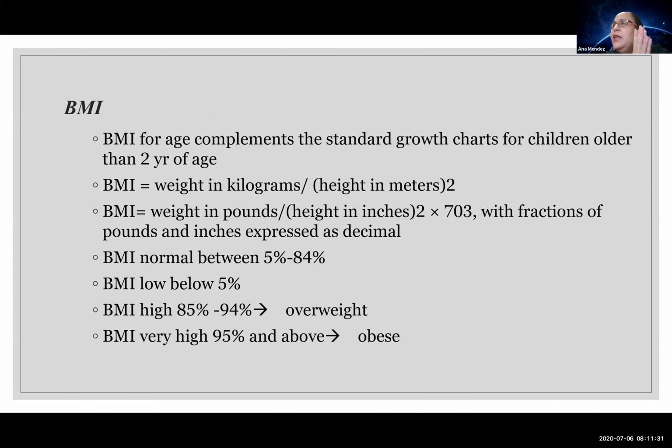Now, BMI. So BMI is what we use to assess if a child has normal weight, is overweight or obese after the age of 2 and above. In our EMR, the BMI is already calculated for you, but you should be familiar with the formula, in case you have to calculate it in your exams. The BMI is normal between the 5th and 84th percentile. Below the 5th percentile is underweight. Between the 85th and 94th percentile is overweight, and the 95th percentile and above is obesity.